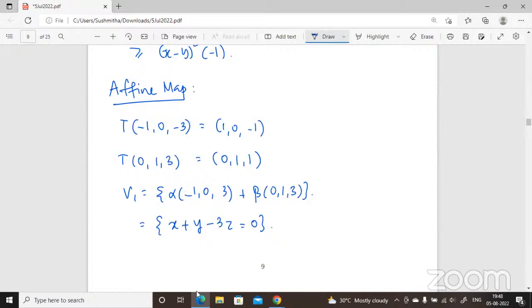Span is the same, no? Span of the negative vector or the positive vector is the same, right? Span of 1 0 0 is same as span of -1 0 0, right? So this is my V1.